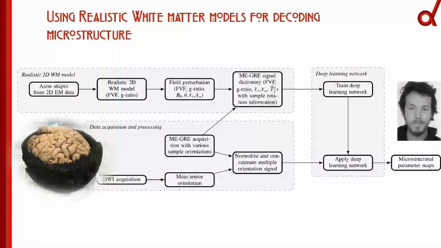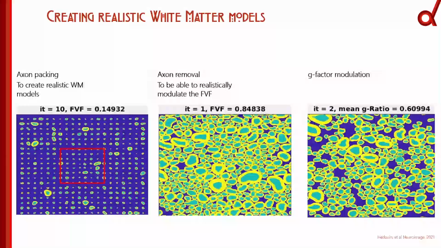One of them is how do we create realistic white matter models, and how do we simulate the kind of signal that we expect? Then, what kind of acquisition do we have to acquire, and how do we train our networks to be able to extract the G ratio maps? So if you can click on the movies to start.